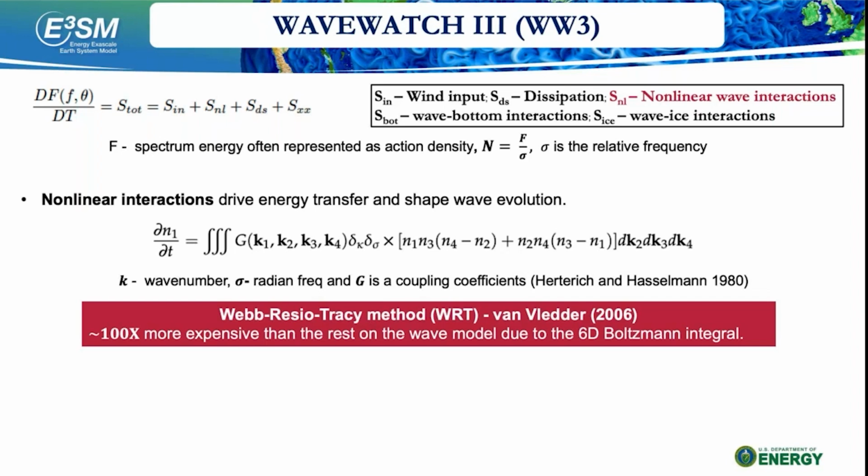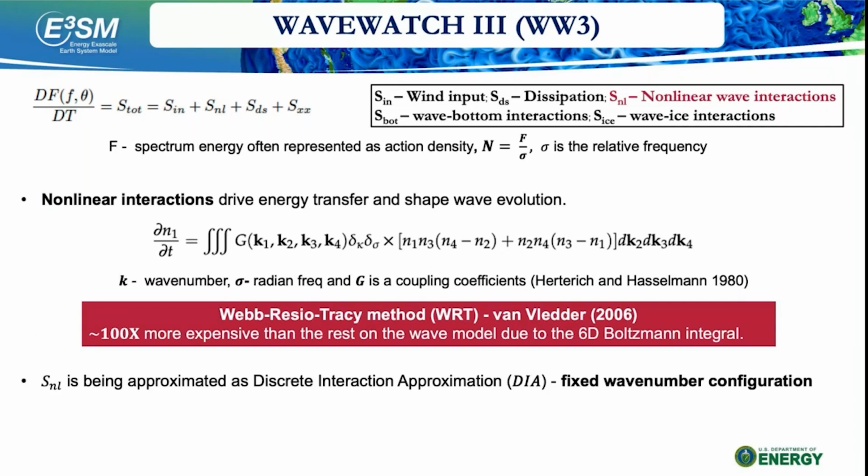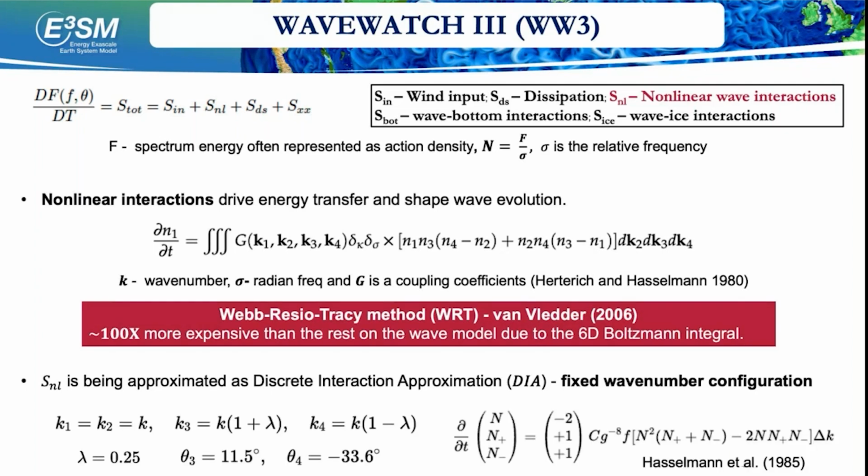So current wave models use an approximated method, which is called the discrete interaction approximation. This considers just a fixed wave configuration interaction. So you consider that wave number 1 and wave number 2 are equal, and then they are different from wave numbers 3 and 4 by their magnitude, and consider that the interaction is happening at a particular angle. You can see from here.